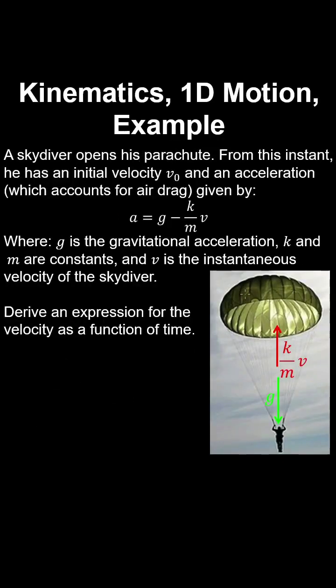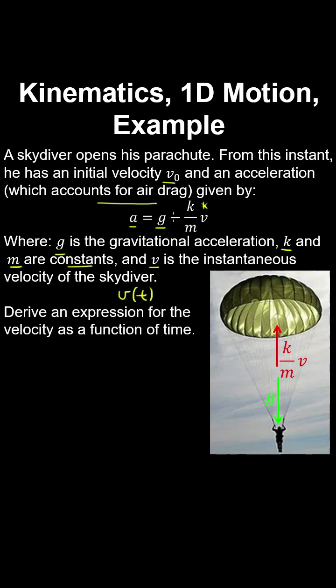A skydiver opens his parachute, and from this instant, he has an initial velocity v0 and an acceleration given by the following equation, which accounts for air drag. So we have a gravitational acceleration and a term that accounts for air resistance, which is a function of the velocity. So g, k and m are constant, and v is the instantaneous velocity of the skydiver. And we're asked to derive an expression for the velocity as a function of time.